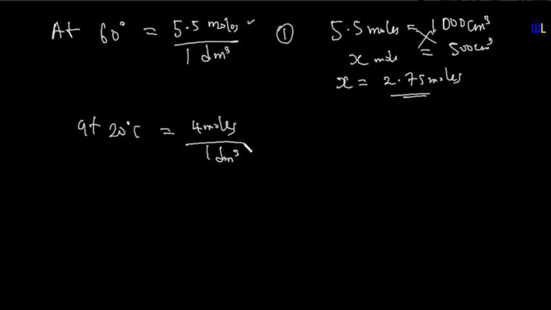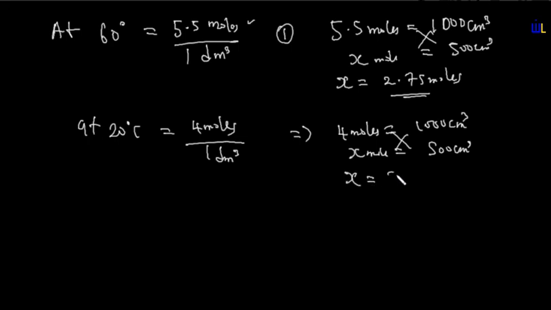But we're not dealing with this, we are dealing with 500 cm cube. So which means we are going to say if 4 moles is in 1000 cm cube, how many moles will now be inside that 500 cm cube that the question says? Because the question says 500 cm cube. So X is going to be equal to 2 moles.